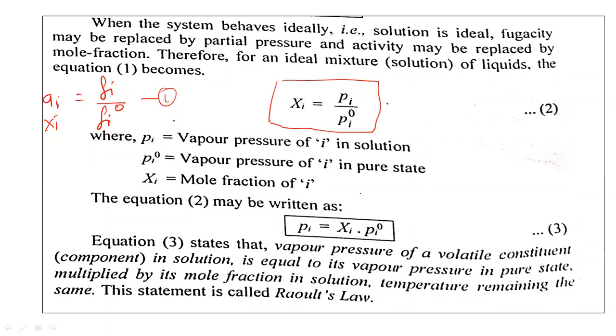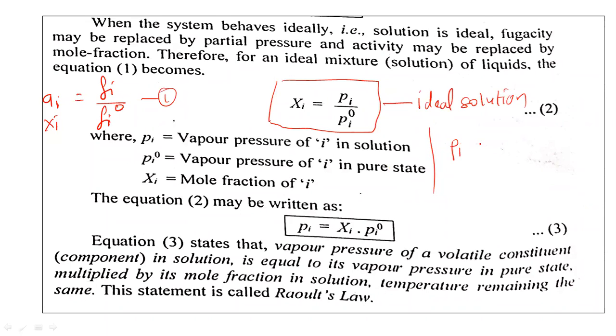Now this is equation 2, and this is for an ideal solution. If the solution satisfies the condition of ideality, this ratio also changes, where Pi is the vapor pressure of the ith component in the solution, Pi0 is the vapor pressure of the ith component in the pure state, and Xi is the mole fraction of that component. So equation 2 can be written like this.